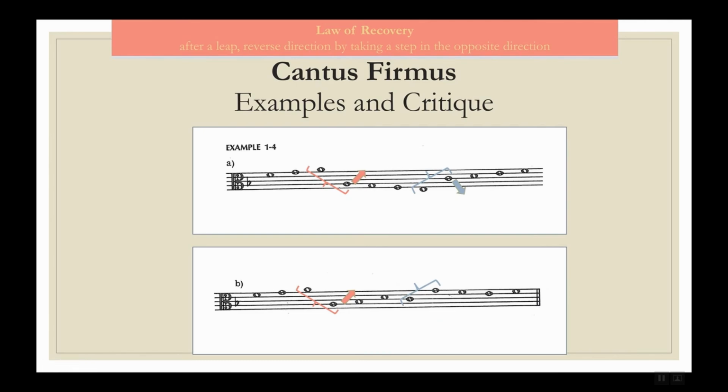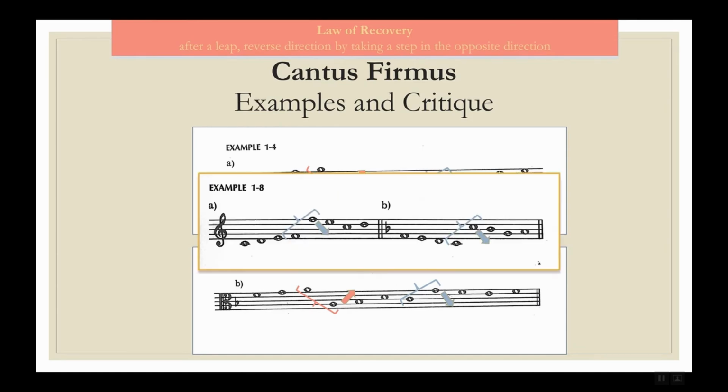Now it's a leap up of a fifth from C up to G. It should go down in the opposite direction, and it does. It goes from G down to F. So both times they obey the law of recovery. And we're going to show you one more cool thing about this. So we have on the left a melody that violates stuff.